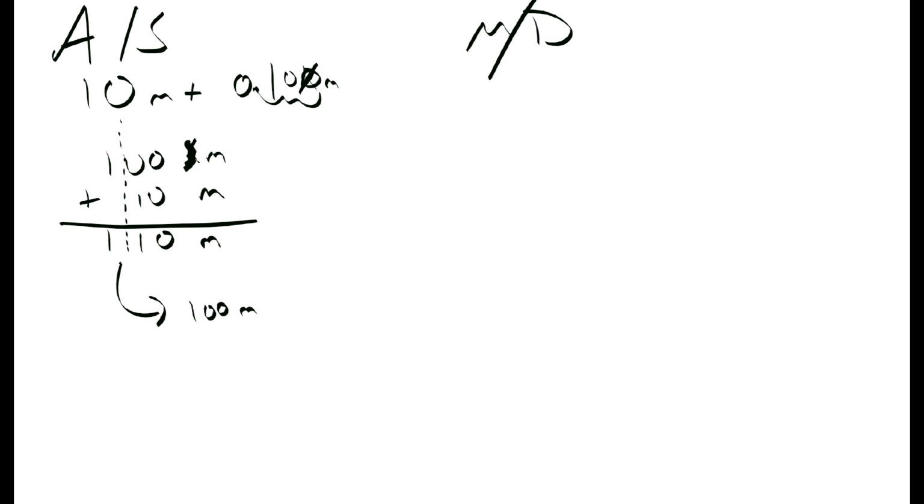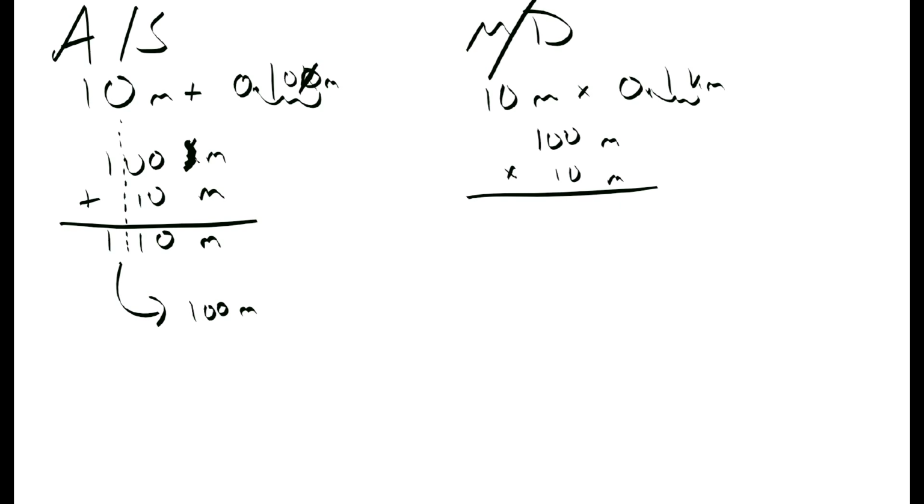For multiplication and division, you still have to get the prefixes the same. 10 meters times 0.1 kilometers. You definitely need to get the prefixes the same. So you shift this to the right, and you're talking about 100 meters times 10 meters, and that's going to get you 1,000 square meters. One sig fig, your answer has to have one sig fig, and it does.